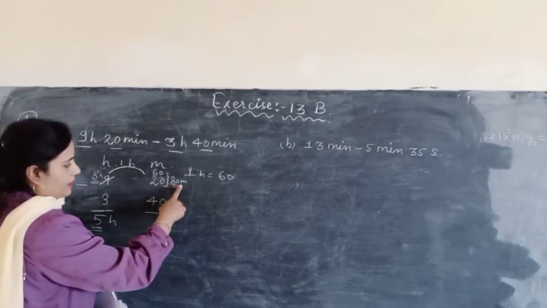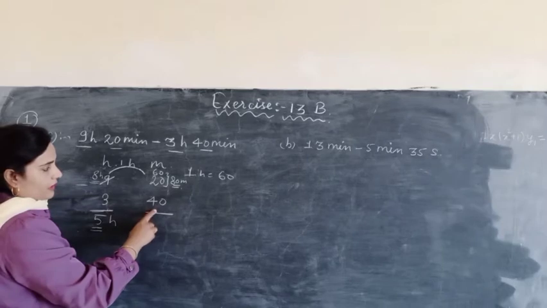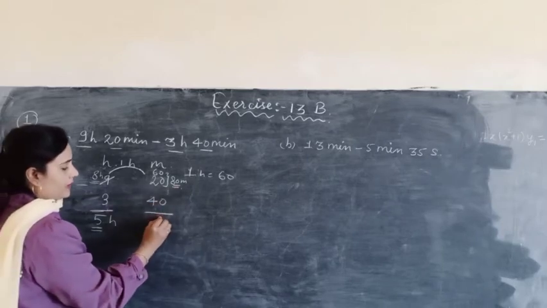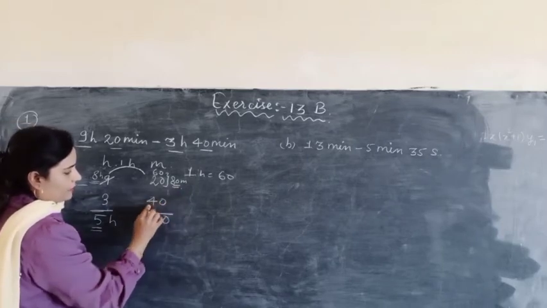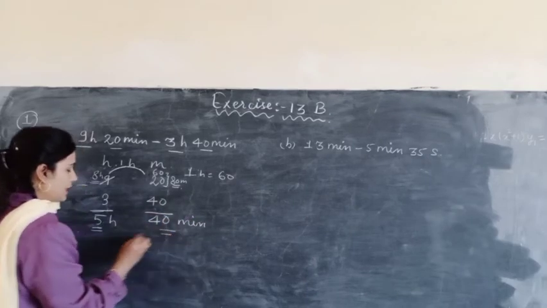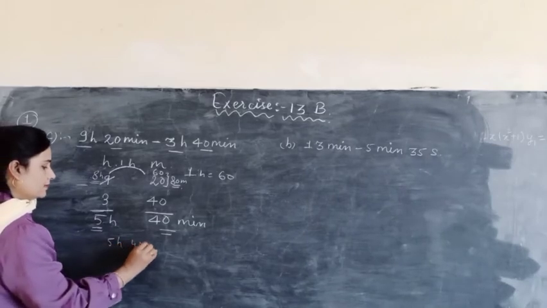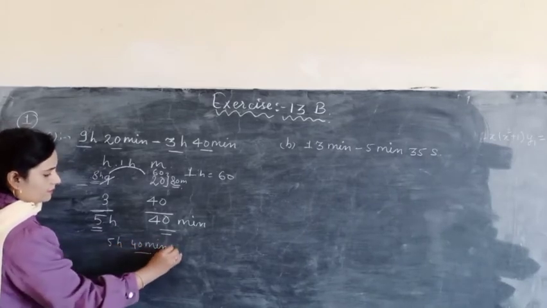And here is 80 minutes. So we will subtract 40 minutes from the 80. Okay, हम 80 में से 40 minutes minus करेंगे. Then we will write here 0 and 8 minus 4, 4. So 40 minutes. Okay, so the answer is 5 hours and 40 minutes. Clear?